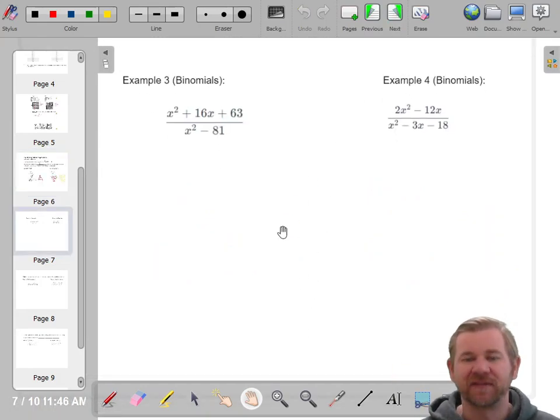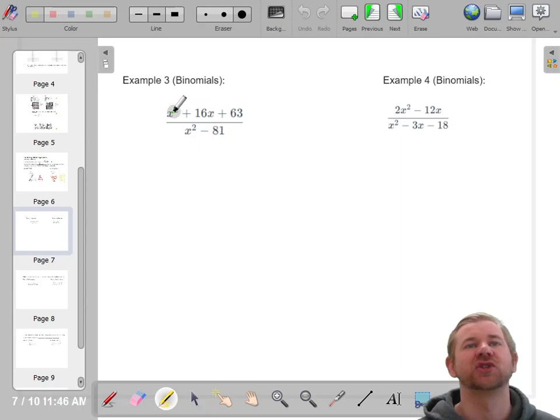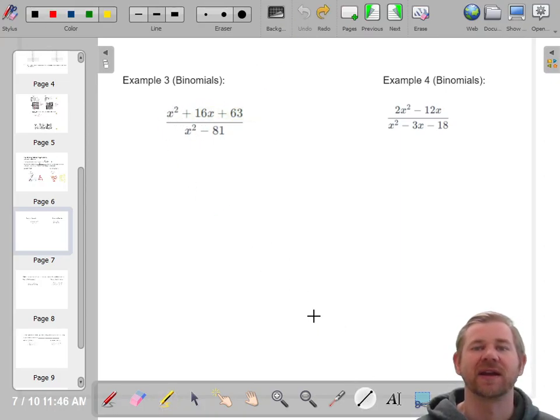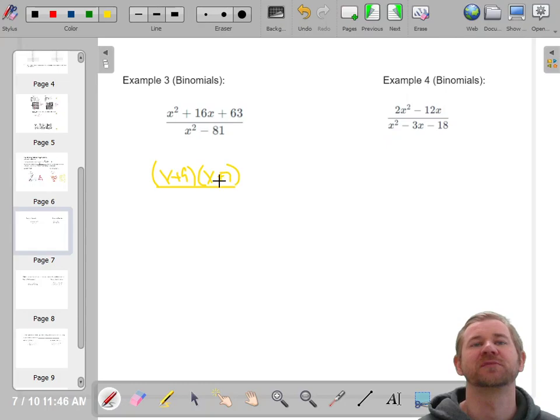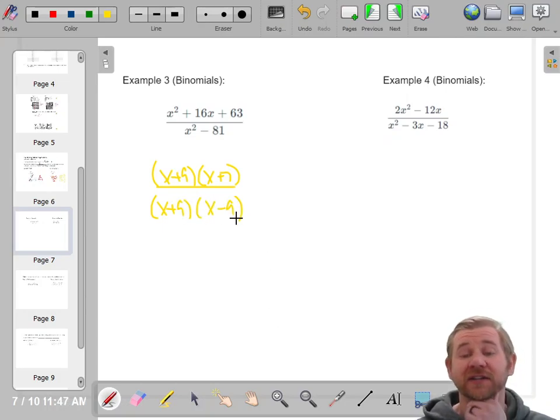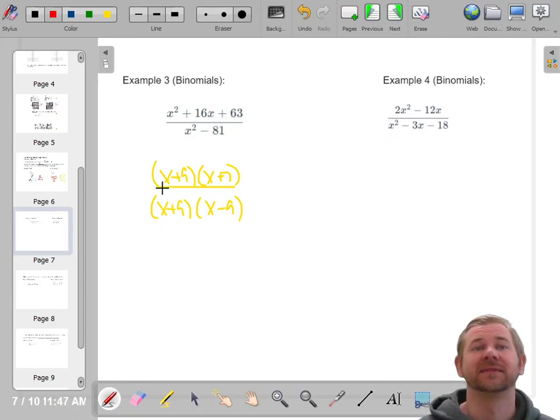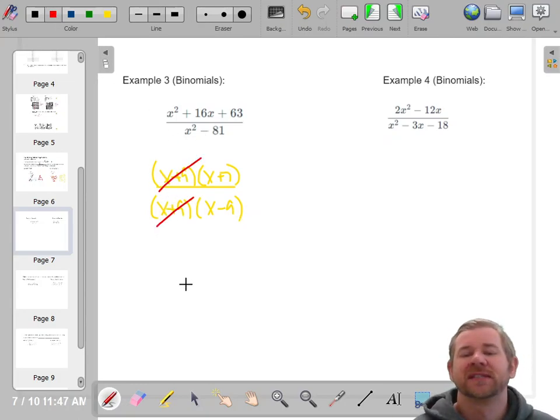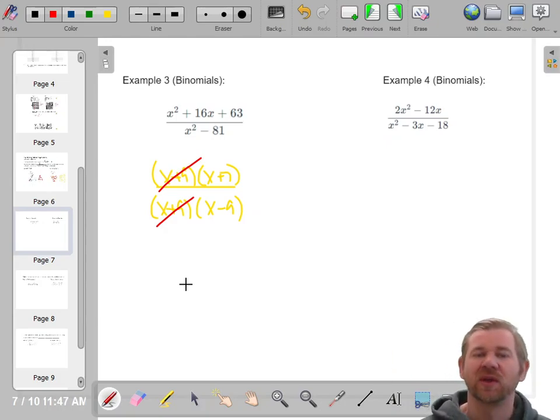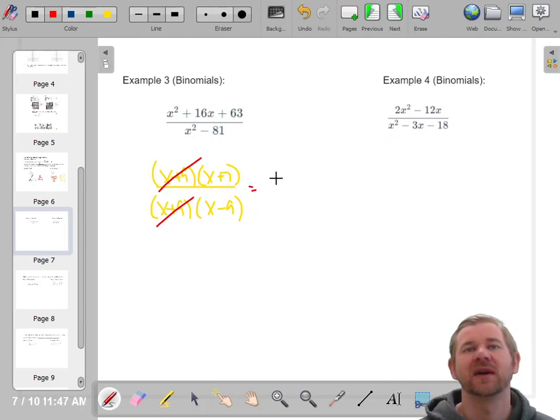Now, a little bit fancier factoring, but pretty much the same. This is a trinomial, but since it's 1x squared, I can do this pretty quick. The numbers that multiply to 63 and add to 16 are 9 and 7. So x plus 7 and x plus 9. And then this is a difference of squares. X plus 9, x minus 9. Now, we are looking for factors that are identical, that I can cancel out. Got one. I don't know what x plus 9 is, but I know if I divide it by itself, I will get 1. So this becomes 1, and now you have x plus 7 over x minus 9.